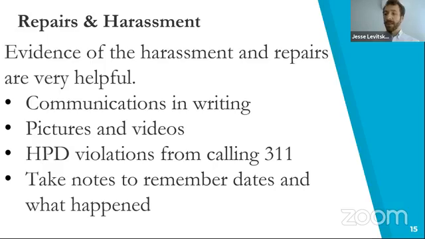Pictures and videos of the conditions are also really effective, as well as notes with dates so that you're very clear about what happened when. Also, if you have an HPD inspection and HPD issues violations against the apartment, those violations are evidence. The court, if HPD says, for example, that there's a hole in the wall that the landlord needs to fix, the court will assume that that is true. So that's why having an HPD inspection on the apartment is very helpful for getting those repairs.